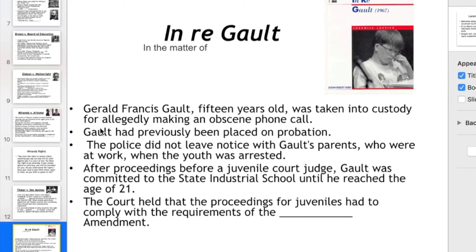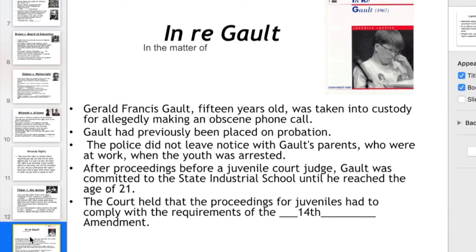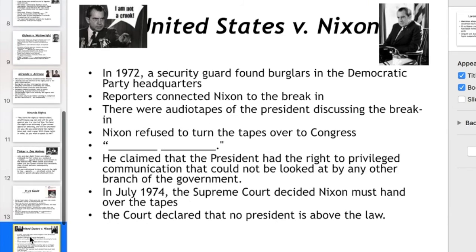Henry Galt deals with Jared Francis Galt, who was 15 years old at the time, and he was taken into custody for allegedly making an obscene phone call. Galt had previously been placed on probation. The police did not leave notice with his parents, who were at work when he was arrested. After proceedings before juvenile court, Galt was committed to the State Industrial School until he reached the age of 21. The court held that proceedings for juveniles had to comply with the requirements of the 14th Amendment, because even minors have the rights to equal rights.